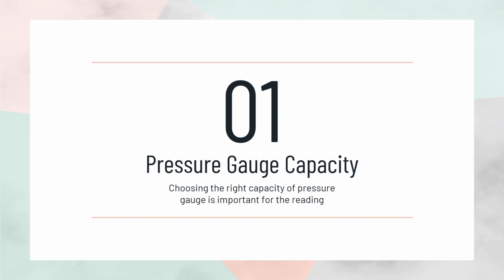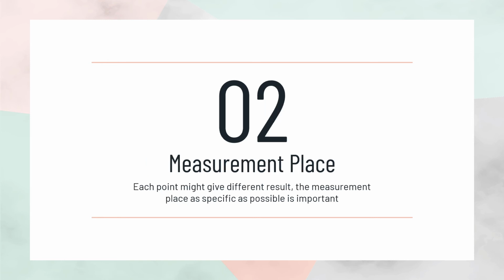From this problem, we realize that capacity is one of the important things that should be considered, not only for the pressure gauge but also for other instruments. So we have to consider the capacity so that our instrument can measure the system well. And our second problem is the measurement place. Each point might give a different result, so measuring at a place as specific as possible is important.